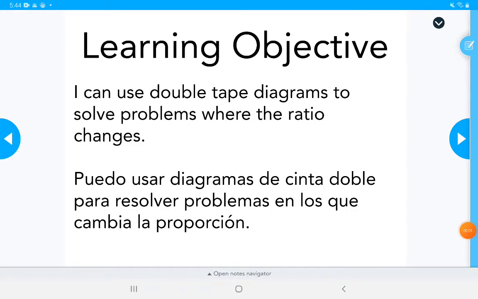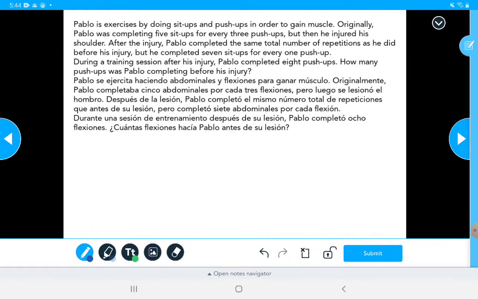All right, so for today's lesson, what we're going to be learning about is double tape diagrams. We're going to be using those to solve problems when the ratio changes. So that's going to be two sets. All right, so for this first lesson, we got Pablo.